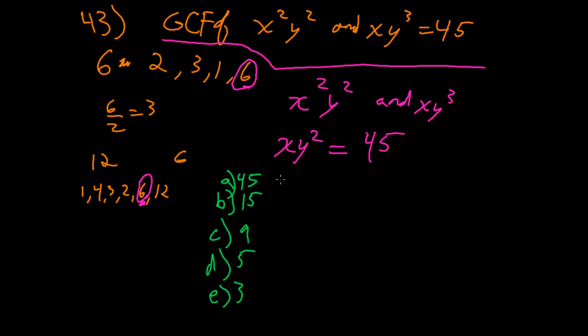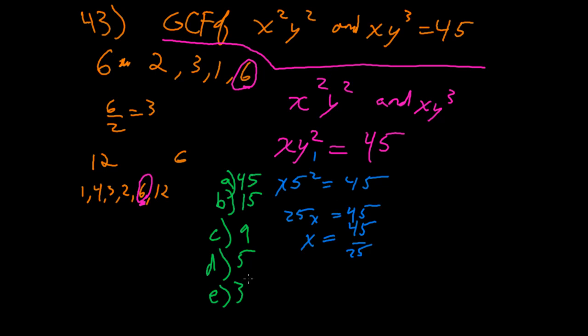5 squared, well, if we have x times 5 squared equal to 45, this will give us 25x, which will be equal to 45. But the question states that both x and y are positive integers, and an integer is a whole number. So there's nothing that we can plug in for x here that would give us a whole number to make this equation true. So it can't be 5, because x here would be equal to a fraction. x would be equal to 45 over 25, and that's not a whole number.